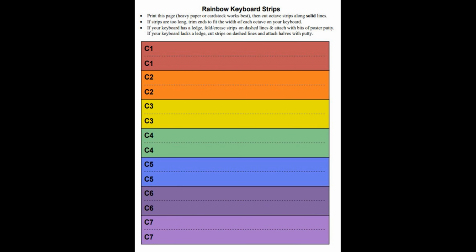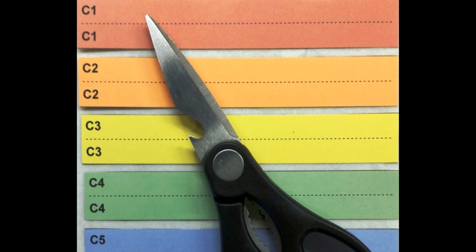To rainbowize your keyboard, first print out the strips in the rainbow keyboard text file. You can print to plain paper, but heavier or cardstock paper will wrinkle less and be more durable. Next, use scissors to cut along the solid lines to separate the colored strips. The dashed line indicates where you'll fold the strip on the ledge above the piano keys.